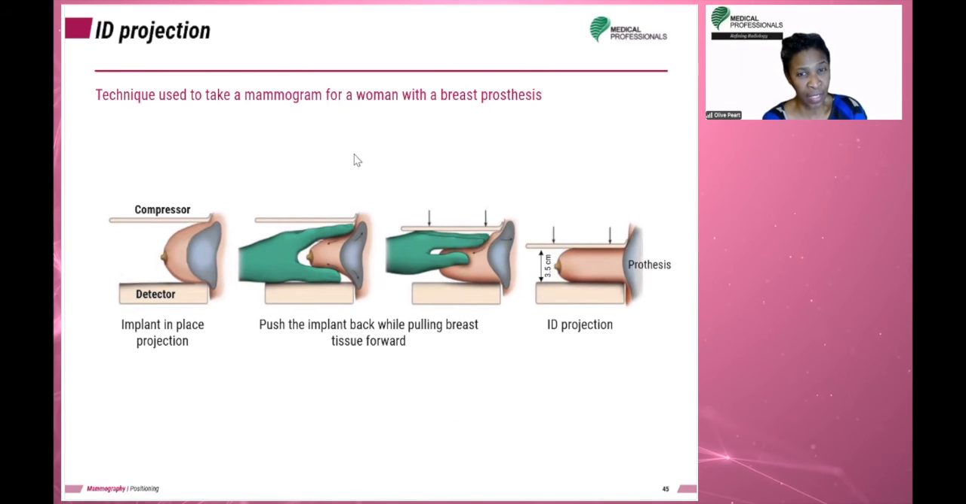Once I get that, then I start pulling the breast tissue forward as I slowly compress, pushing the implant back. And the idea here is that you're going to compress totally onto the breast tissue and the implant is pushed back totally out of the imaging field. So this is the implant displaced projection.